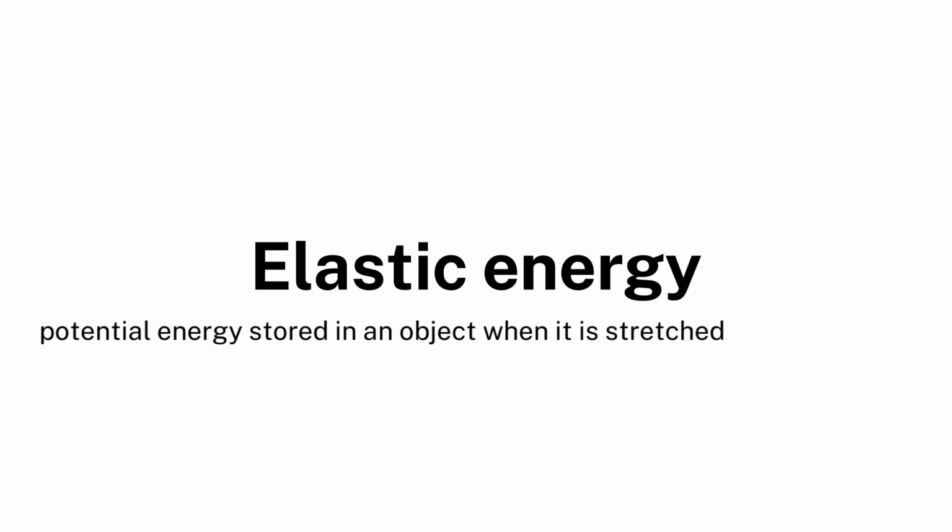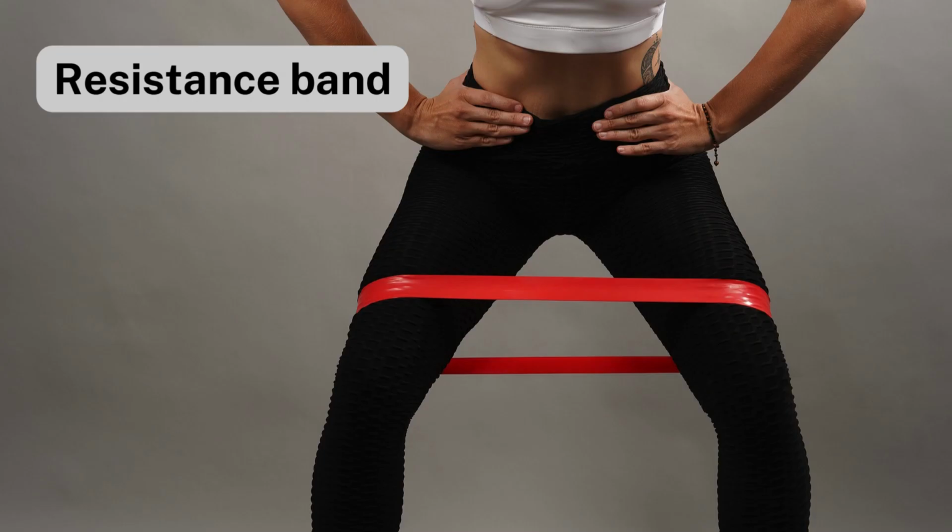Elastic energy is the potential energy stored in an object when it is stretched or compressed, ready to return to its original shape. Let's see some real-life examples to get a better idea of how elastic energy can be observed in different scenarios. Resistance band.